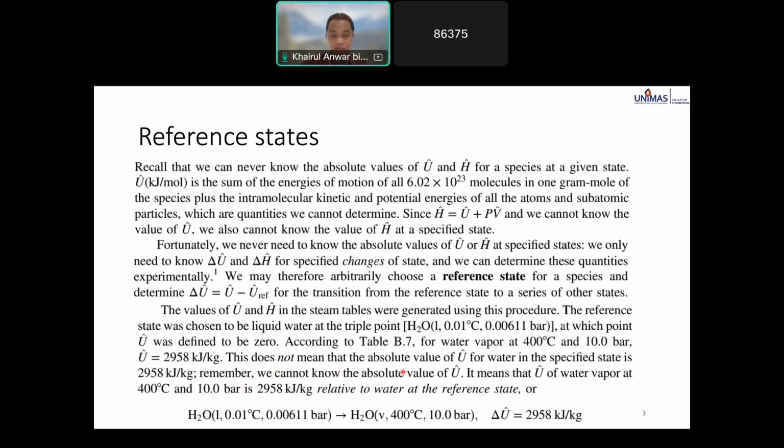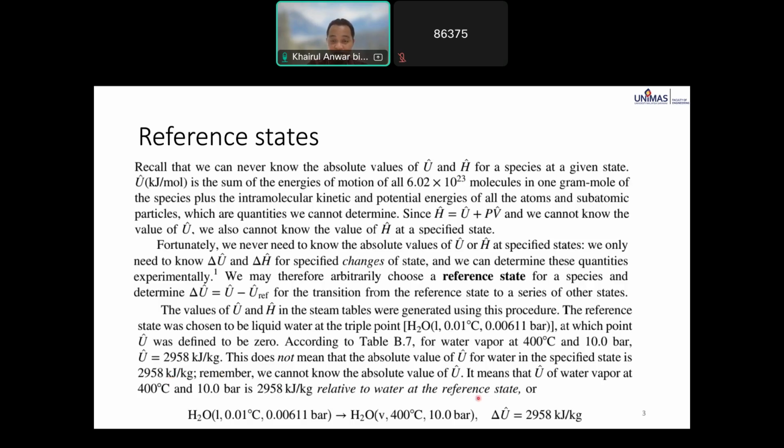This does not mean that the absolute value of internal energy for water in the specified state is 2958, because we cannot know the absolute value, meaning the actual value, at this 10 bar, 400 degrees C. The moment you get this value, it is actually relative to water at the reference state.